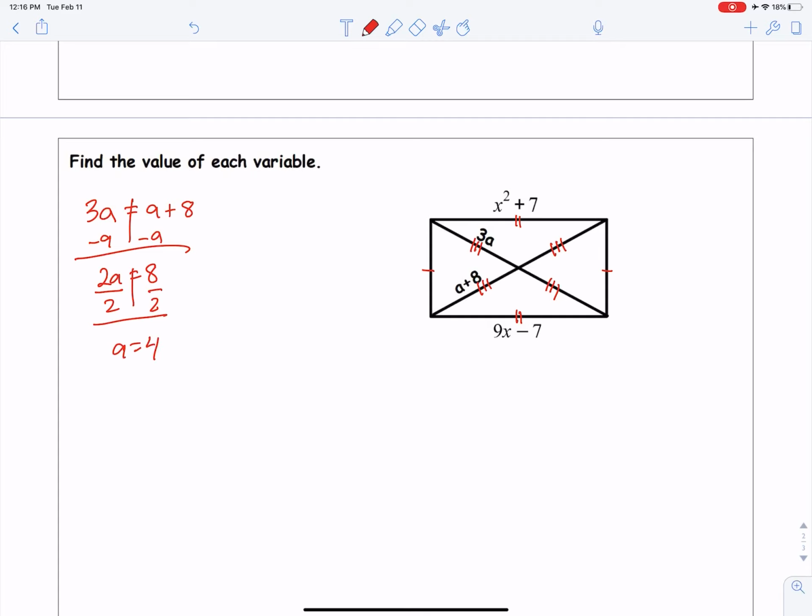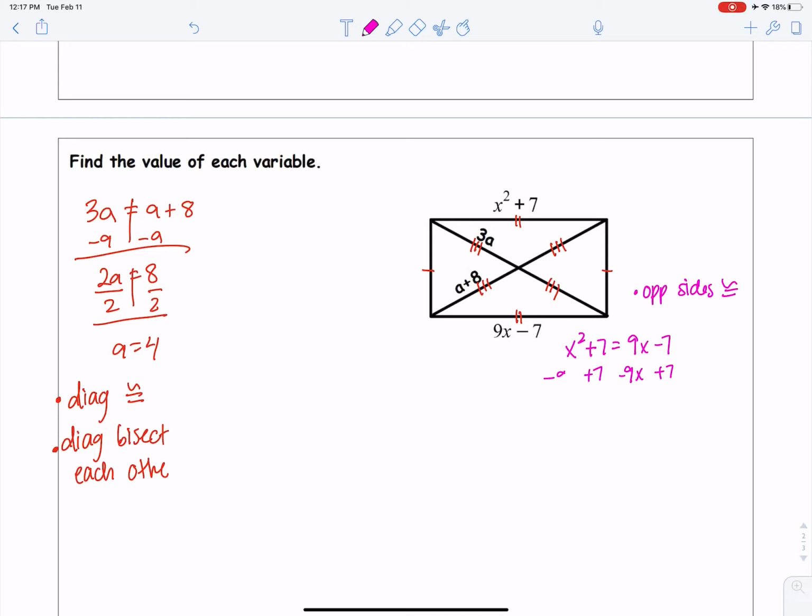Using that property that the diagonals are congruent and that the diagonals bisect each other. Those 2 properties. And then I'm going to look at my sides, which is x squared plus 7 and then the 9x minus 7. Opposite sides are congruent. That's a property of a parallelogram. And I'm going to go ahead and set those equal to each other. This problem is going to include factoring since I do have an x squared. So I'm going to move the 9x and the 7 over so I can get everything on one side. So x squared minus 9x plus 14 is equal to 0.